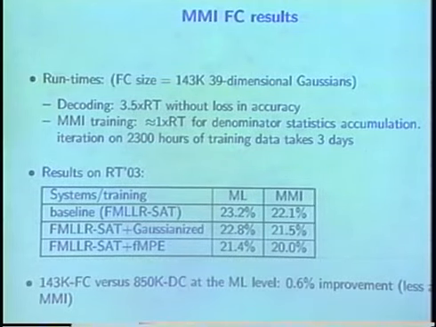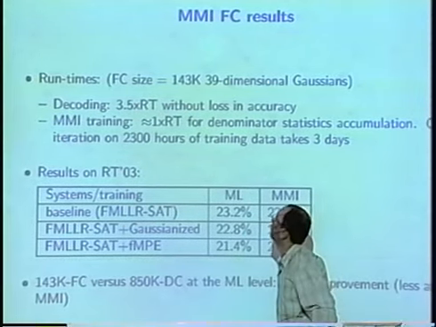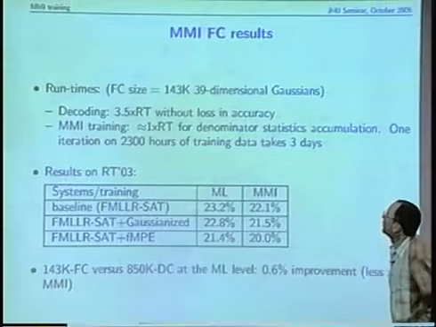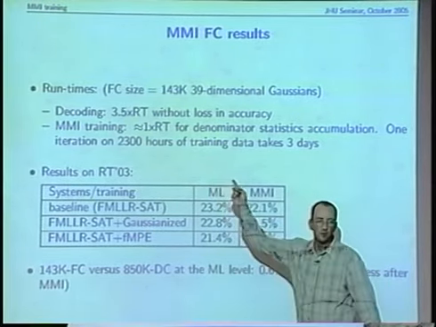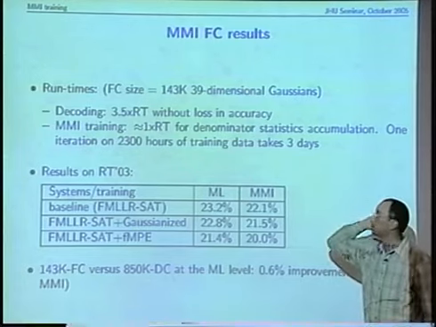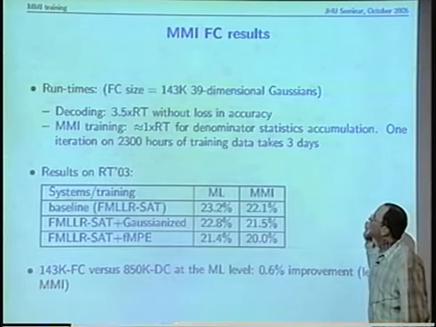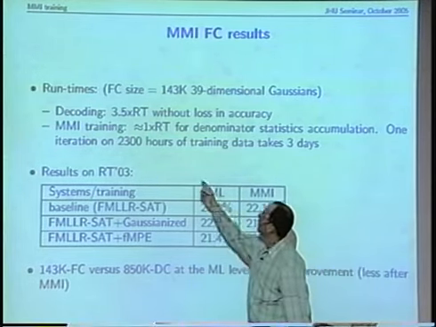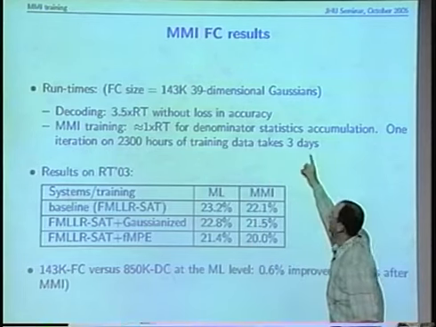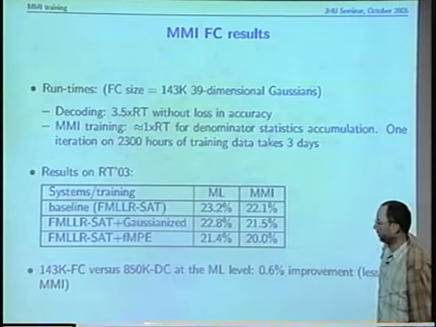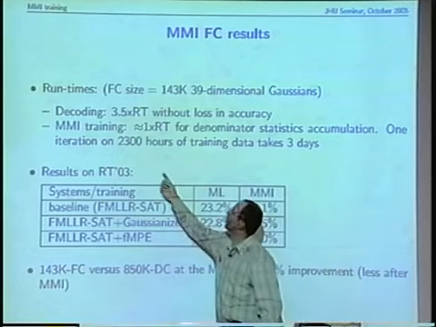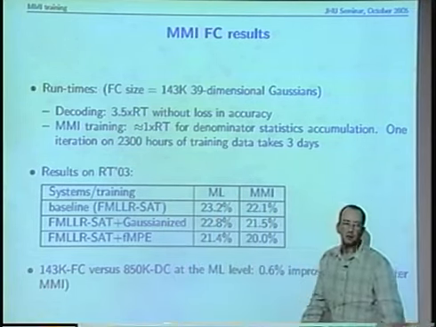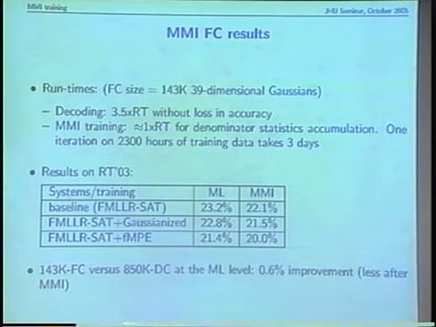So some results with the MMI for full covariance. First, the runtime. We can decode in 3.5 times real time using these models without loss in accuracy. The MMI training takes 1 times real time for the denominator statistics, which is the computationally intensive part. To give you an idea, on 2,300 hours of data, it took us about 3 days to run 1 iteration of MMI.